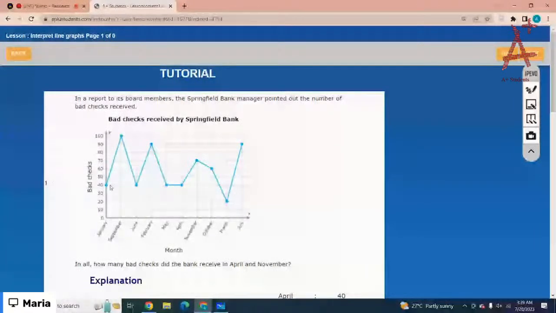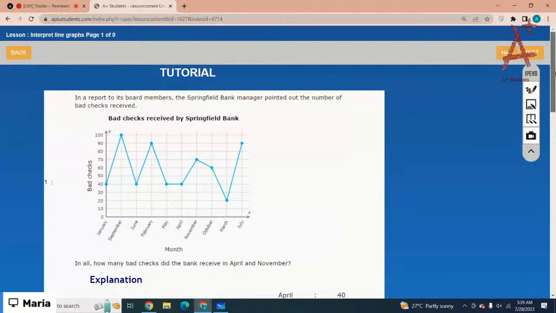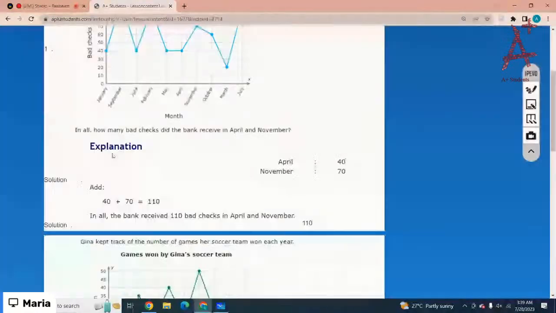In April, the bank received 40 bad checks, and also you have to see November. Here is November. Just look at the value and match it to the y-axis. It would be 70. That means in April it is 40, and in November it is 70. You have to find how many in all, so you add 70 plus 40, which makes 110. That means in all the bank received 110 bad checks in April and November, right? Okay, let's just start with the practice questions.